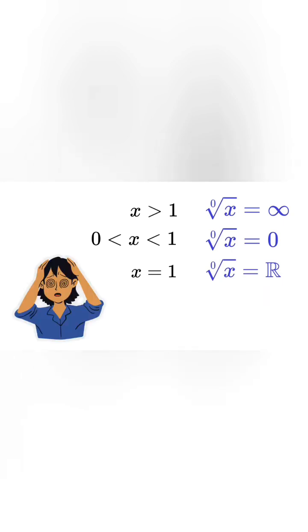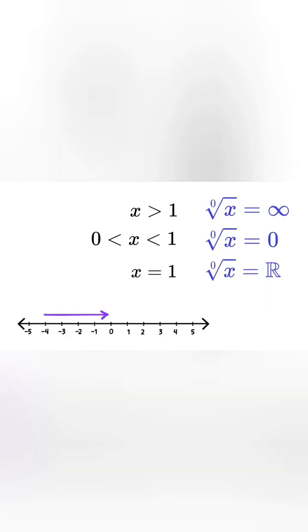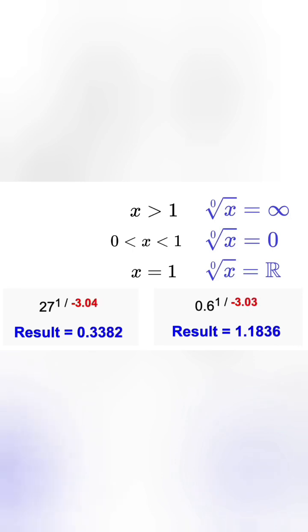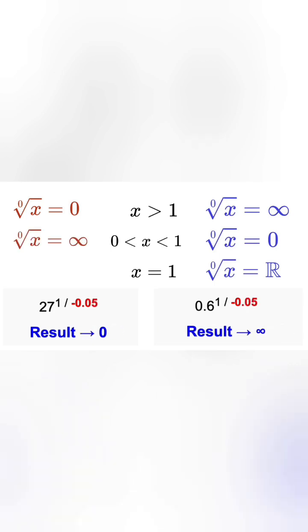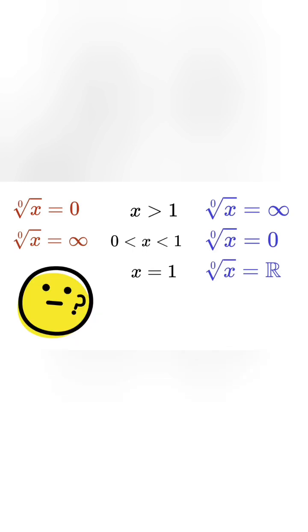But even this is not the full story. We also have to remember that we can approach 0 from the negative side. If a negative power appears, everything flips again. What went to infinity now goes to 0, and what went to 0 now goes to infinity. So the situation becomes even more confusing.